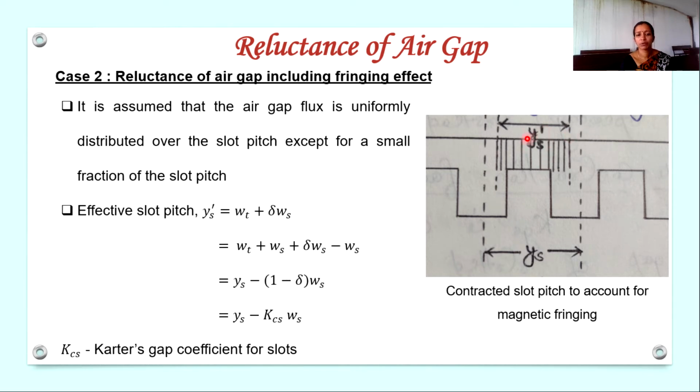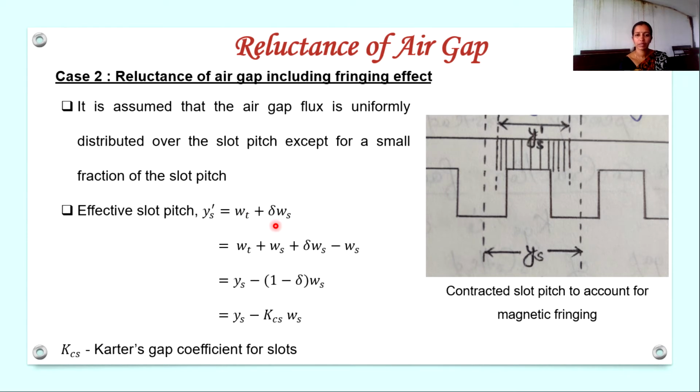So now we need an expression for this Ys dash, the effective slot pitch. From this diagram we can write it as, Ys dash is the width of the tooth. Flux is present over the entire tooth width, so Wt plus, it is present in some portion of the slot width also, in addition to the tooth. So this can be written as delta Ws, a small fraction of the slot width. So the effective slot pitch Ys dash will be equal to Wt plus delta into Ws.